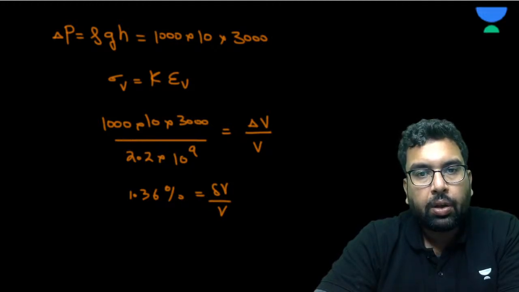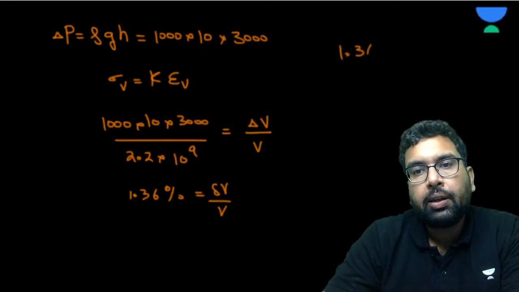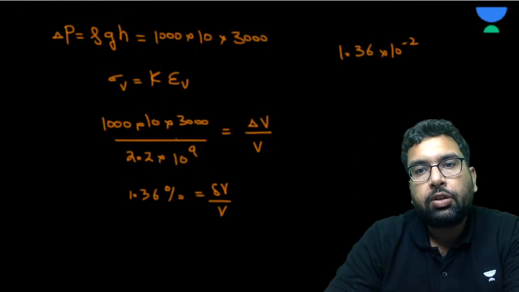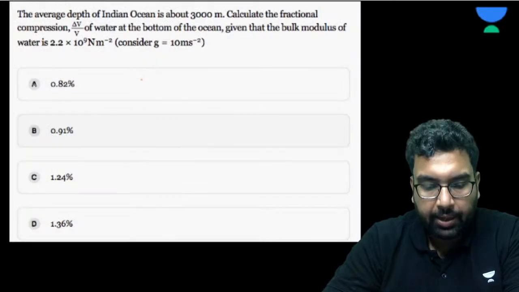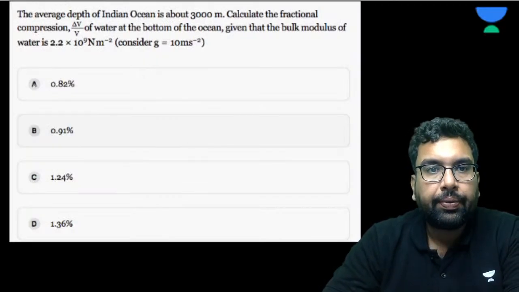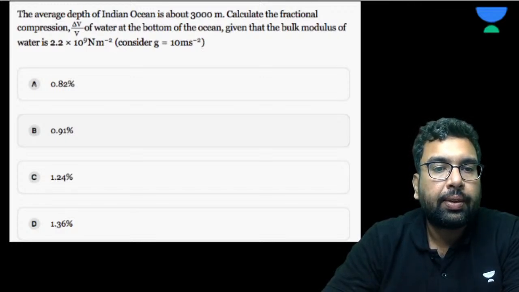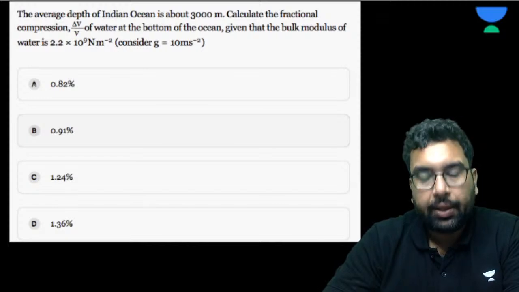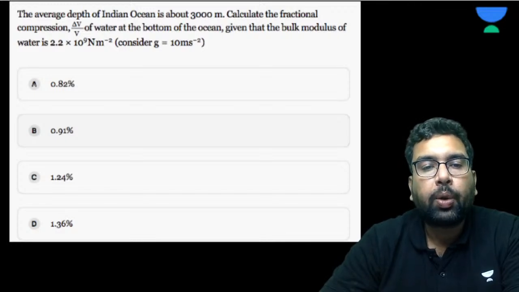So when you are solving it, you are getting 1.36 into 10 to the power minus 2. But you see in the option they are asking you in percentage. So we have to write 1.36 because it is in the percentage. Right? Isn't it? And see which could be the option. Okay, so 10 to the power minus 2 into 100 will become 1.36%.